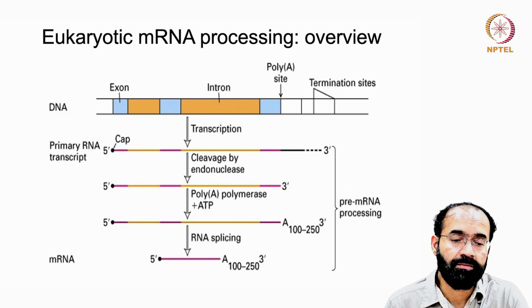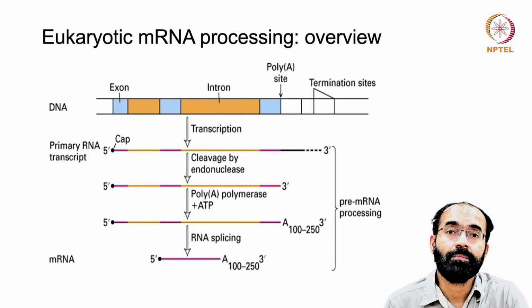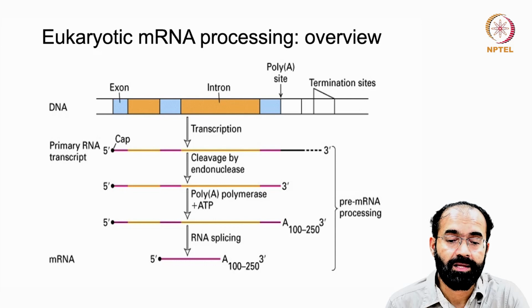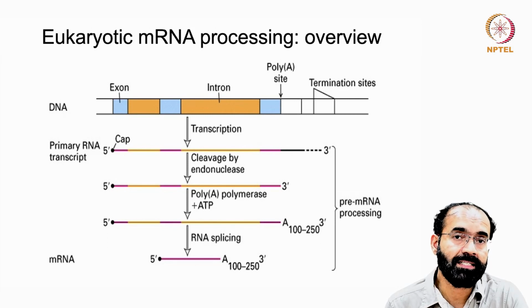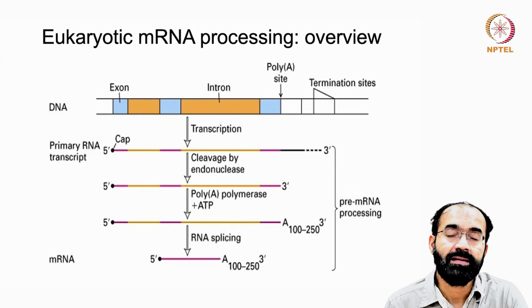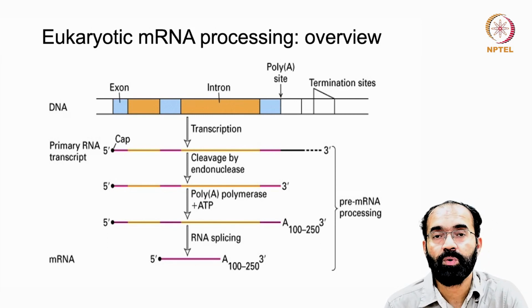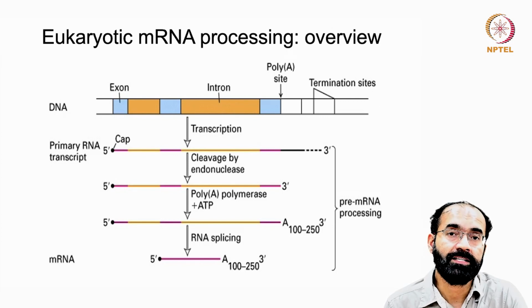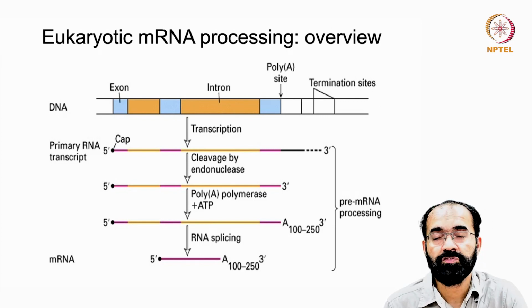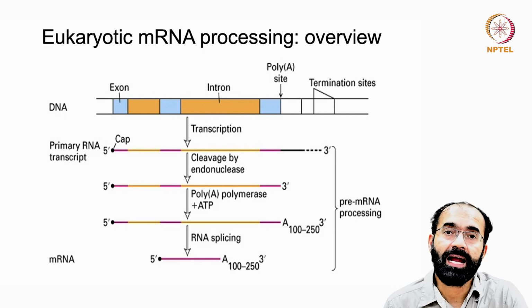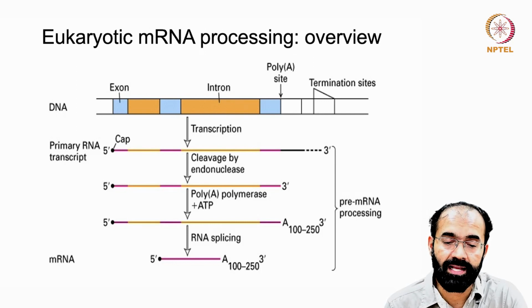Exons are interrupted by intronic sequences, and then after the poly-A site is a site where the transcription will come to an end, which will be recognized by the polymerase enzyme, and it will add a stretch of A's. It will not add G, it will not add C, it will not add T. It usually adds only an A tail. That is how the system has evolved.